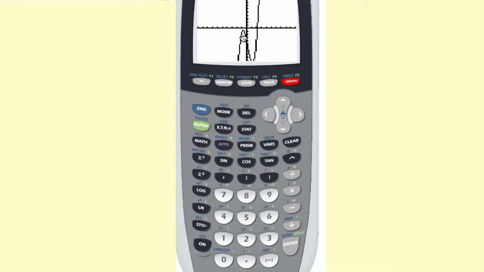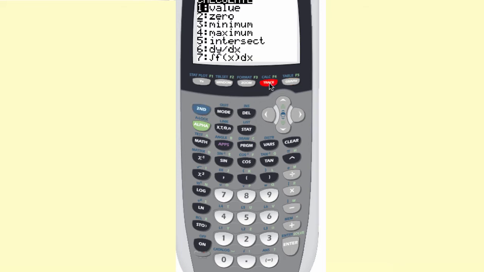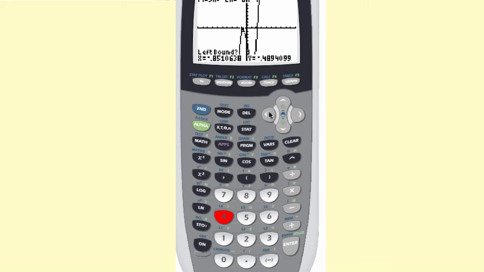So let's calculate a turning point. And this first turning point here, this is called a local maximum because it is the highest point compared to the points around it. So I'm going to go to second and then calc, and then I'm going to calculate a maximum, which is 4, local maximum. So first I need to move to the left of the turning point. That's the left bound of the interval. It's going to calculate the maximum. Then the right bound, move to the right of the turning point.